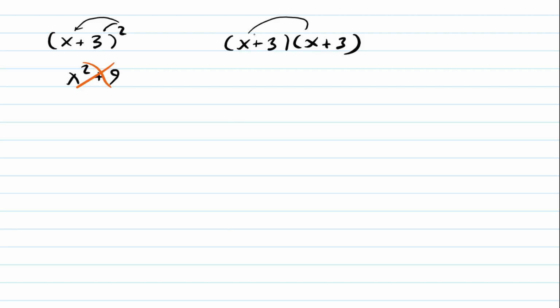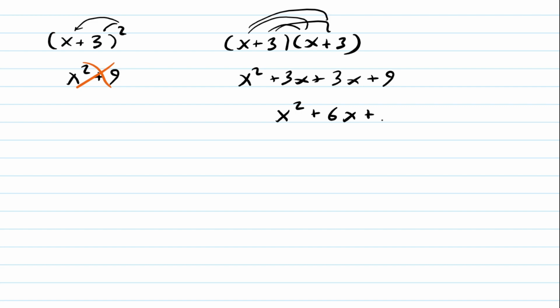And then we can FOIL this expression to get our factored or unfactored equation. So our x times x is x squared, and then we have x times 3, so we have plus 3x, and then 3 times x, which is plus another 3x, and then 3 times 3, which equals 9. And then we can combine these like terms, and we get x squared plus 6x plus 9.